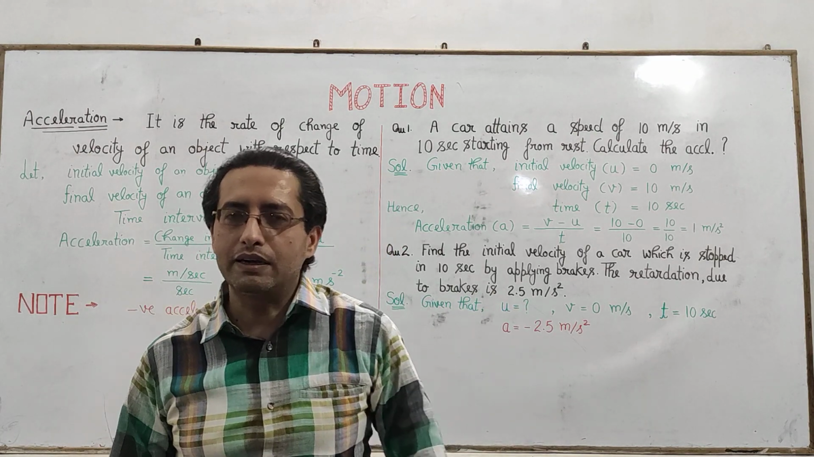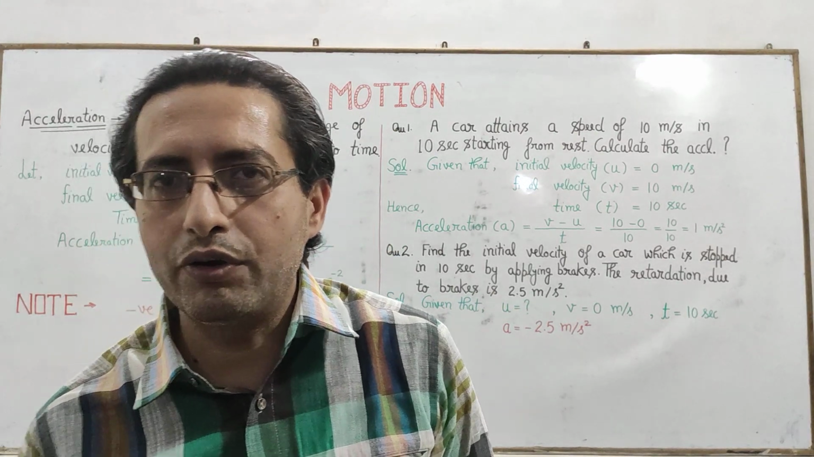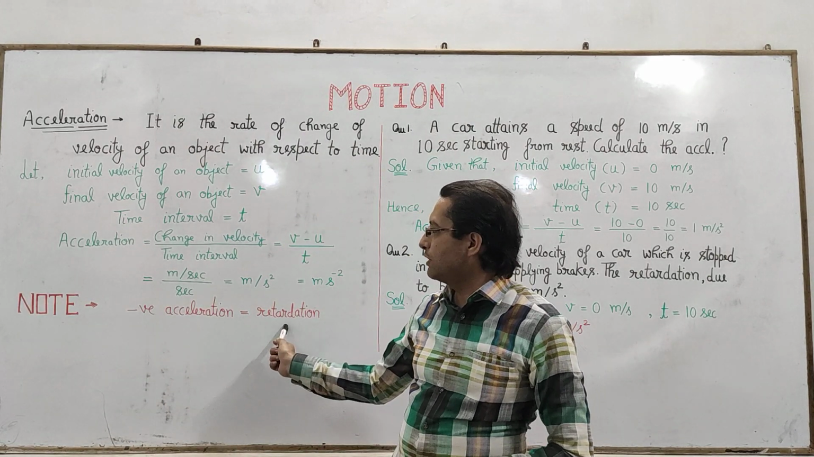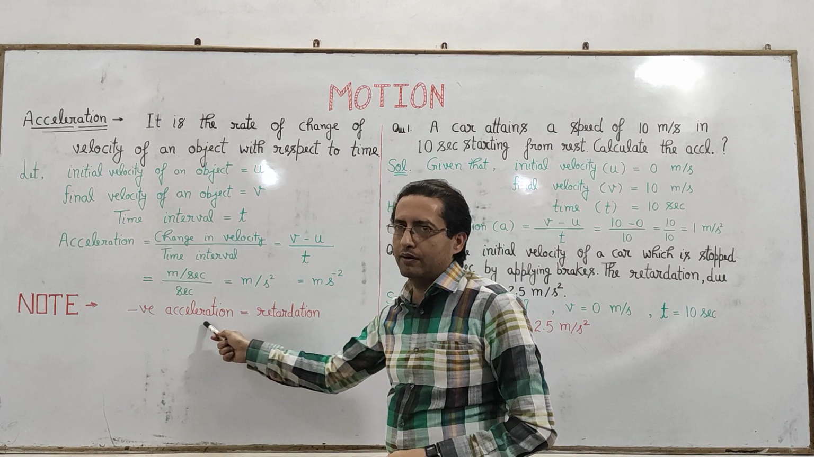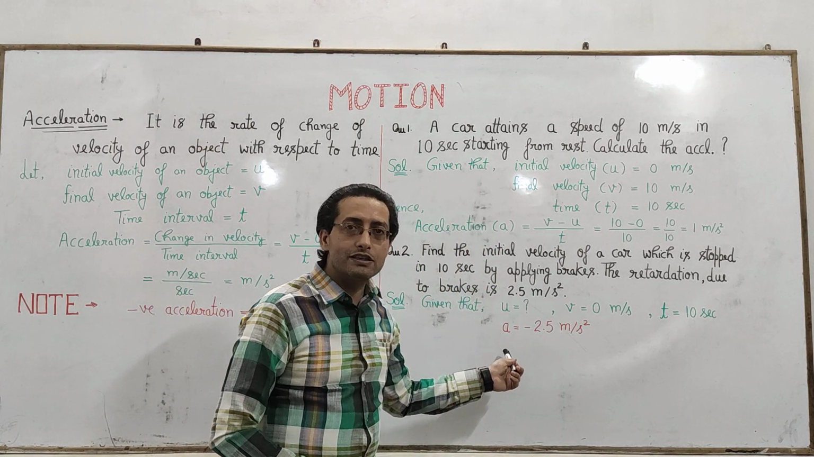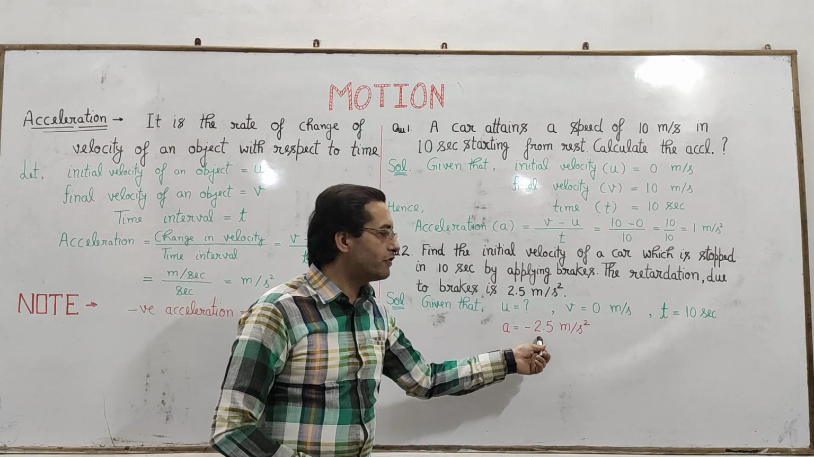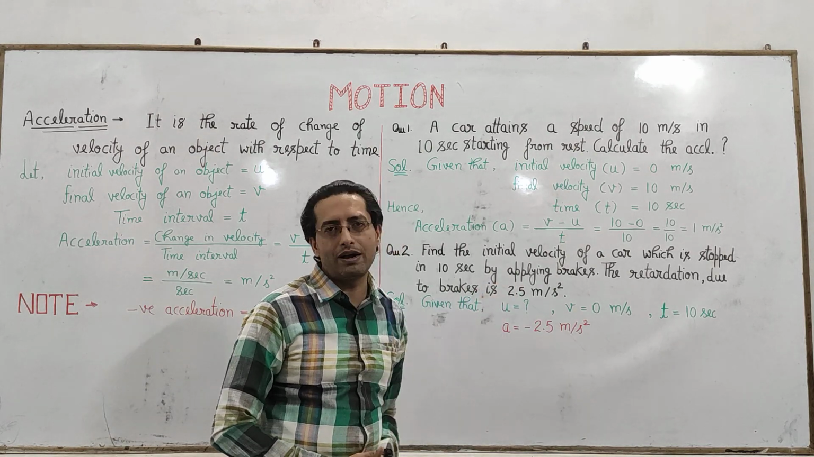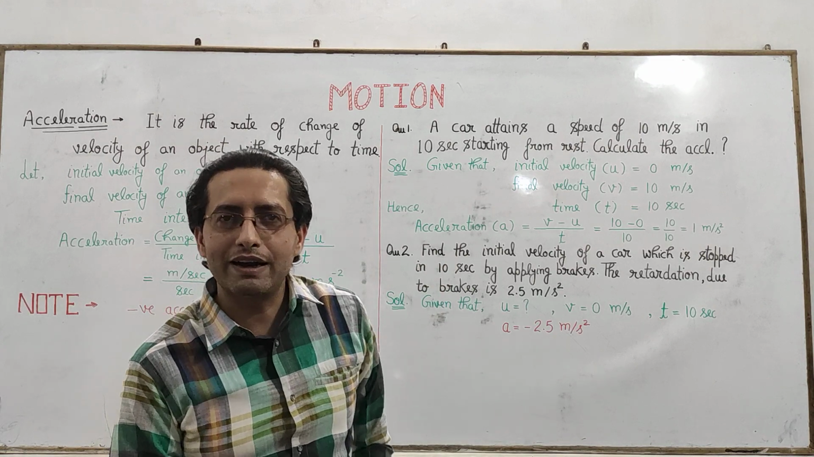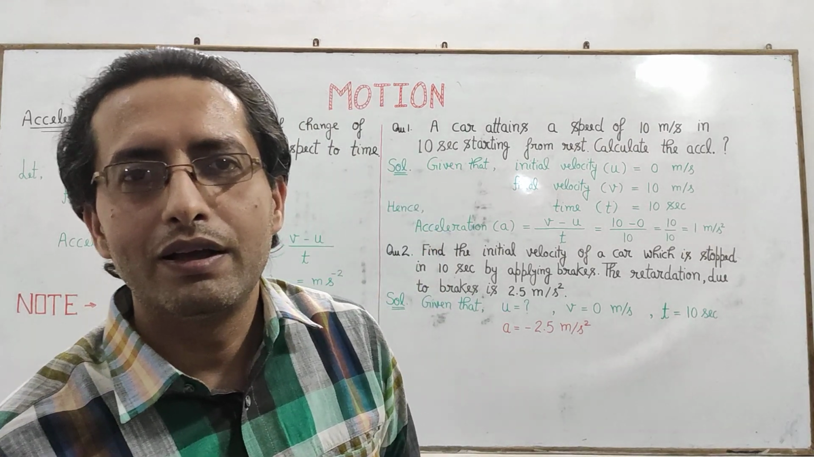So actually the retardation is given here. We know from before that retardation is actually the negative acceleration. So we have to use a is equal to minus 2.5 meter per second square. Now we will use the same formula and find your correct answer.